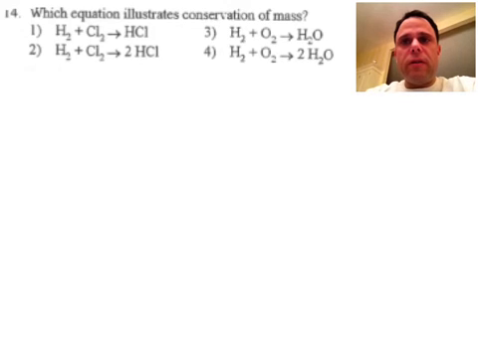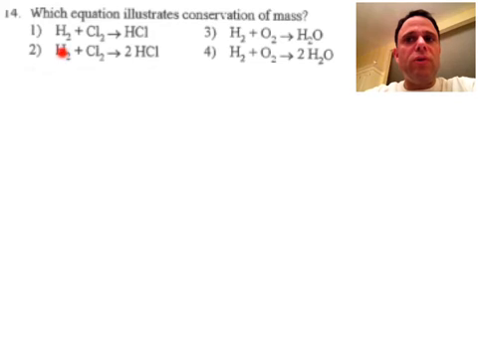Number 14. Which equation illustrates conservation of mass? So in other words, everything on the left of the arrow equals everything to the right. The reactants equal the products. In choice number 1, we have 2 moles of hydrogen combining with 2 moles of chlorine to produce 1 mole of hydrogen chloride. Doesn't add up. There's too much hydrogen, too much chlorine on the left, not balancing with what's on the right.